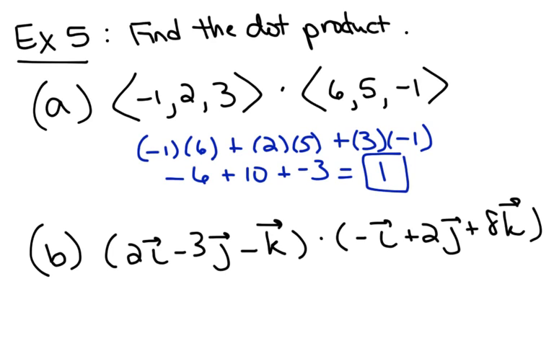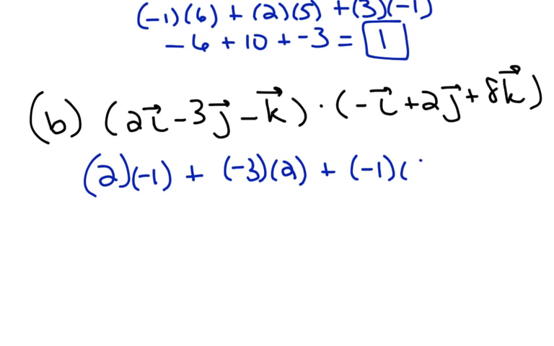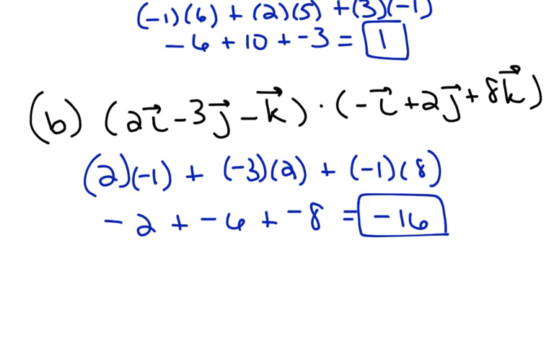If I do the same thing with my vectors in ijk form, just remember that the i's go together, so you're going to multiply 2 times negative 1, plus the j's go together, plus the k's go together. So you get negative 2 plus negative 6 plus negative 8, which is going to be negative 16.